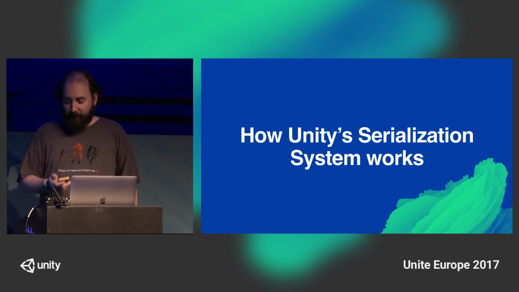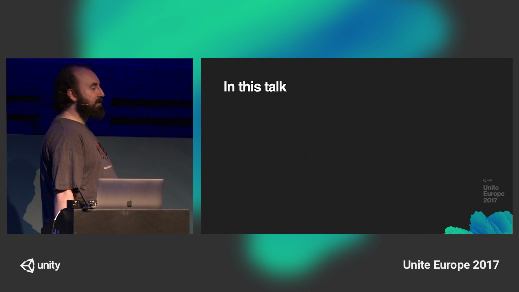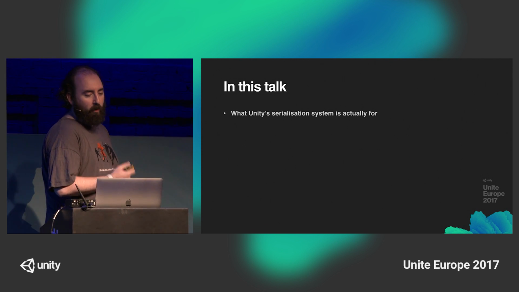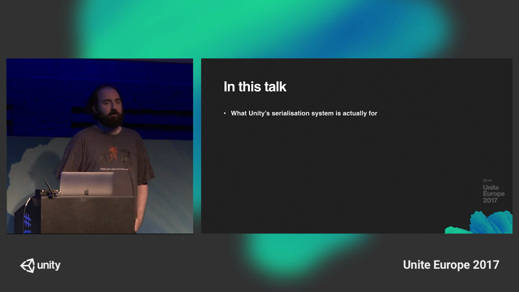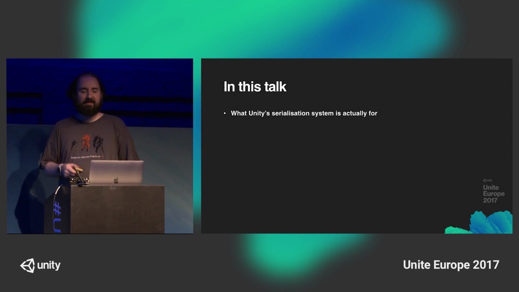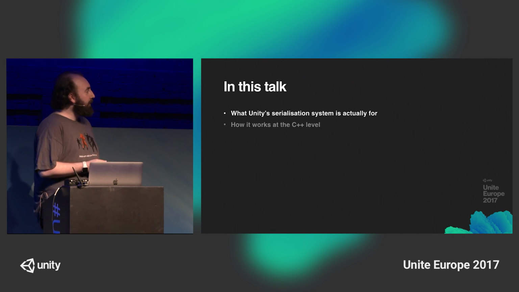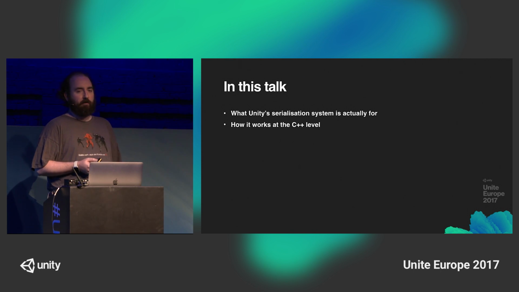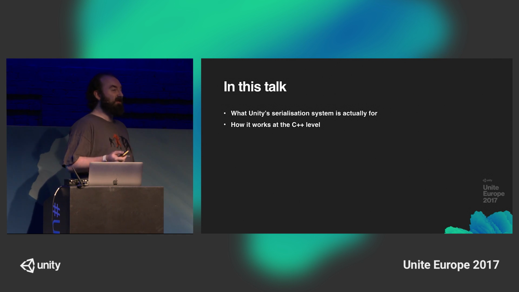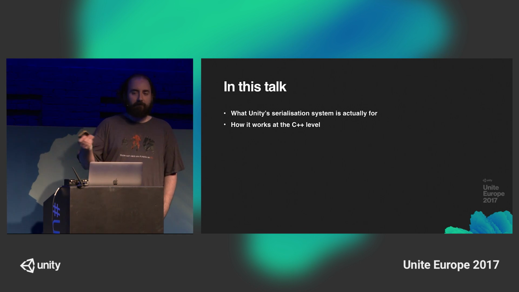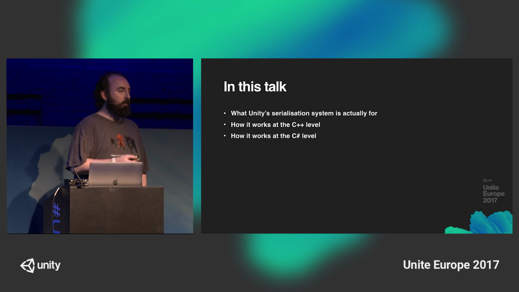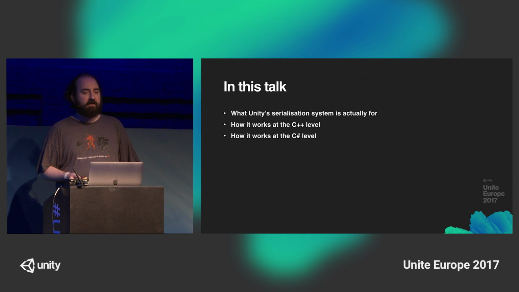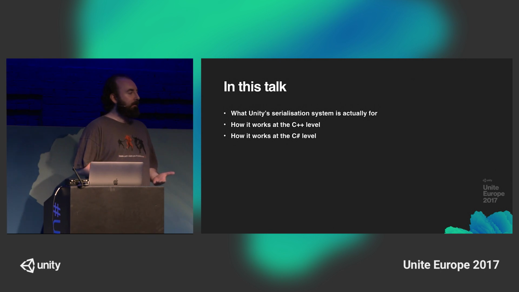So that's great. So what am I going to talk about today? I'm going to talk about what Unity's serialization system actually is and what it's for. There's a lot of misconceptions. A lot of people think it does a lot less than it actually does. I'm going to talk about how it works on the C++ level. We are going to show some C++ code in this talk. So that will be fun. And I'm going to talk about how it works at the C# level. So when you're writing your MonoBehaviours and your ScriptableObjects, and they're getting serialized, what's actually happening? How do these systems fit together?